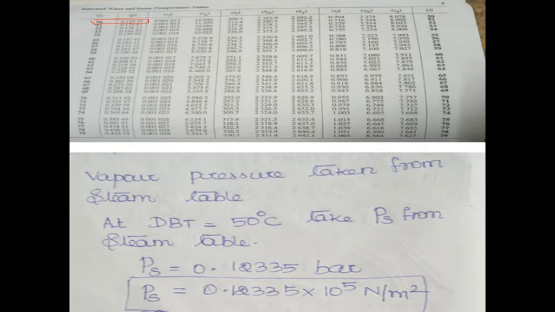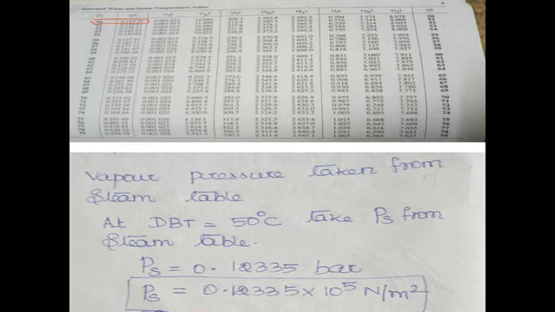In the steam table, the vapor pressure units are bar. From the steam table at 50 degrees Celsius, the vapor pressure value is 0.12335. In the figure of the steam table, the red color indicates the corresponding temperature and pressure values. So the PS value is equal to 0.12335 bar. But we don't want bar, we need Newton per meter square. What do we do here?